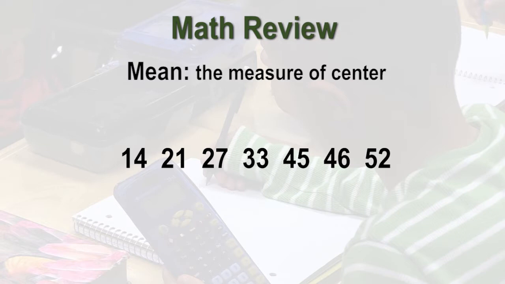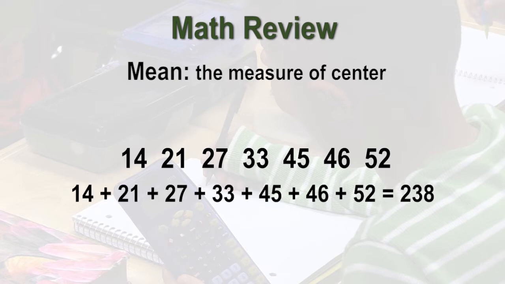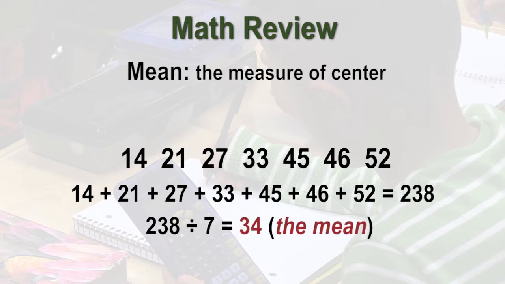It can be found by finding the sum of a set of numerical data divided by the number of elements in the data set. For example, here is a set of data with 7 data points. The mean is found by adding up each data point for a total of 238, then dividing the total by 7, the amount of data points, for a mean of 34.